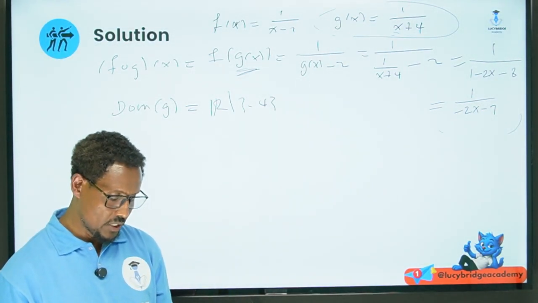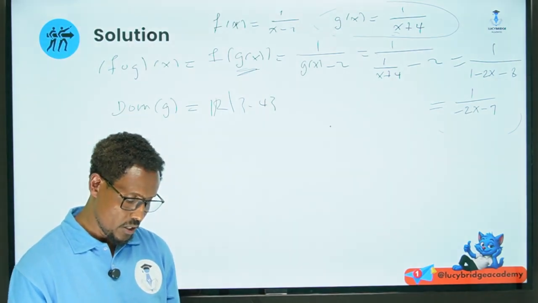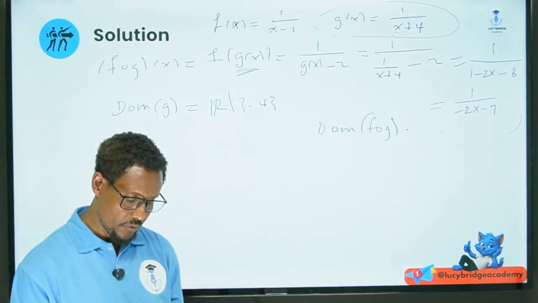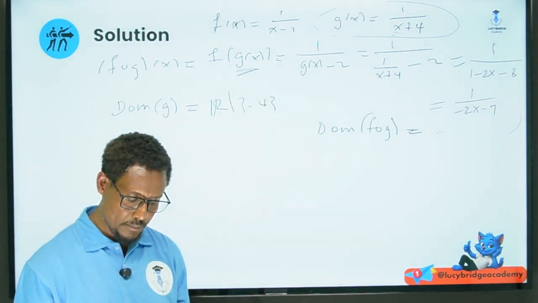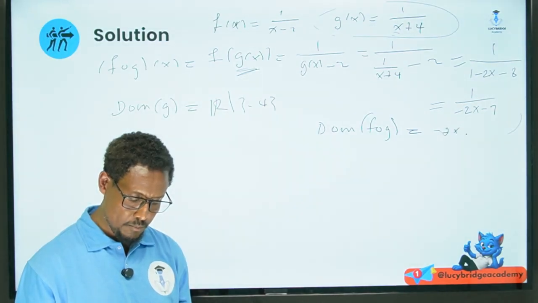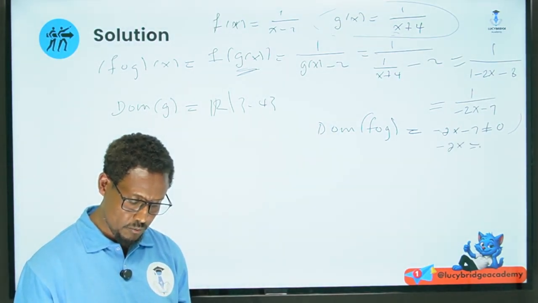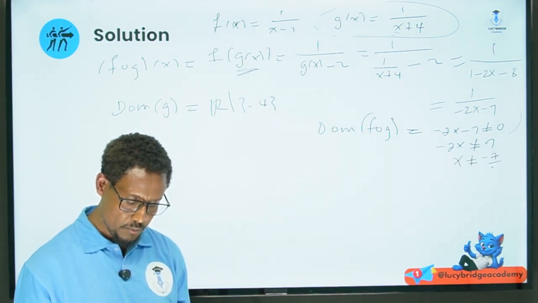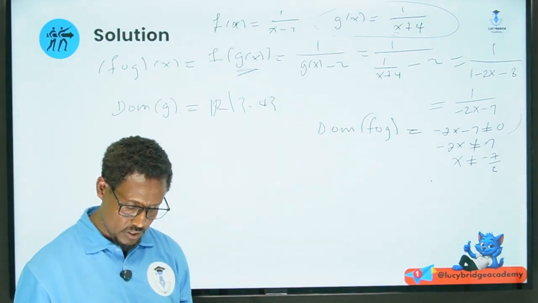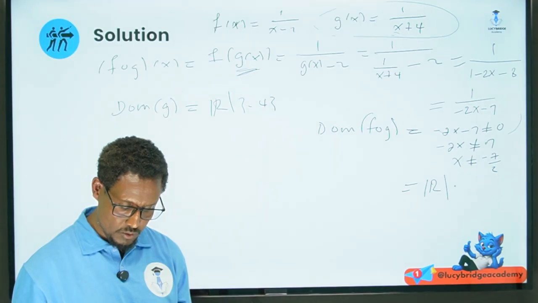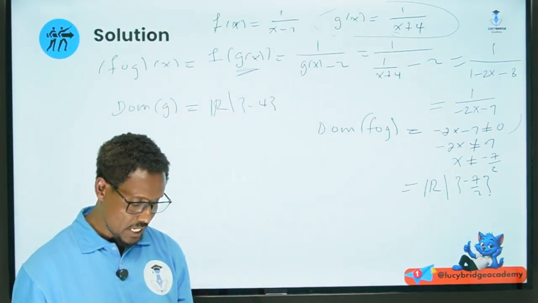And then what about the domain of f circle g? Here again, -2x -7 should be different from 0. This means -2x should be different from 7, so x should be different from -7/2. In other words, the domain is the set of all real numbers without -7/2.